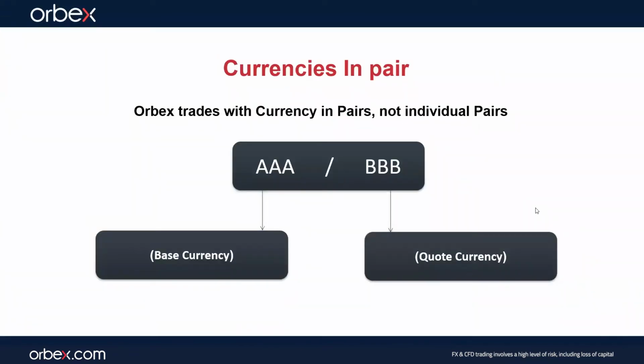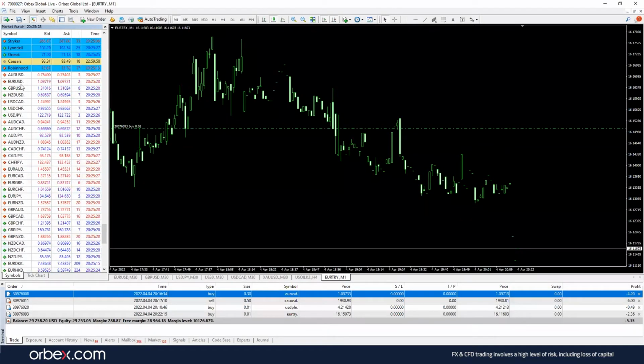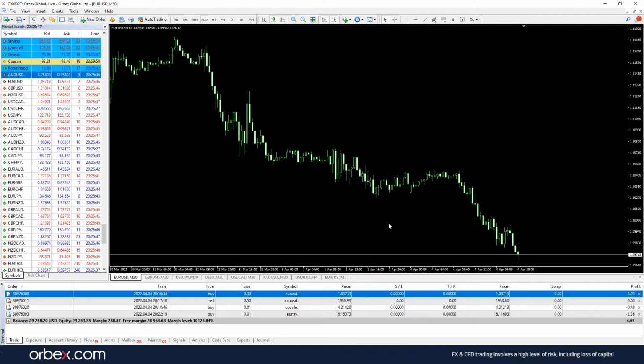So Orbex trades currency pairs and not individual currencies. The first currency is the base currency and the second is the quote currency. Going back to our MT4 platform, the Australian dollar is the base currency and the American dollar is the quote currency. So it's always a pair versus a pair. It's never traded alone, because this is what gives it value and also gives it the reason why it moves up or down.